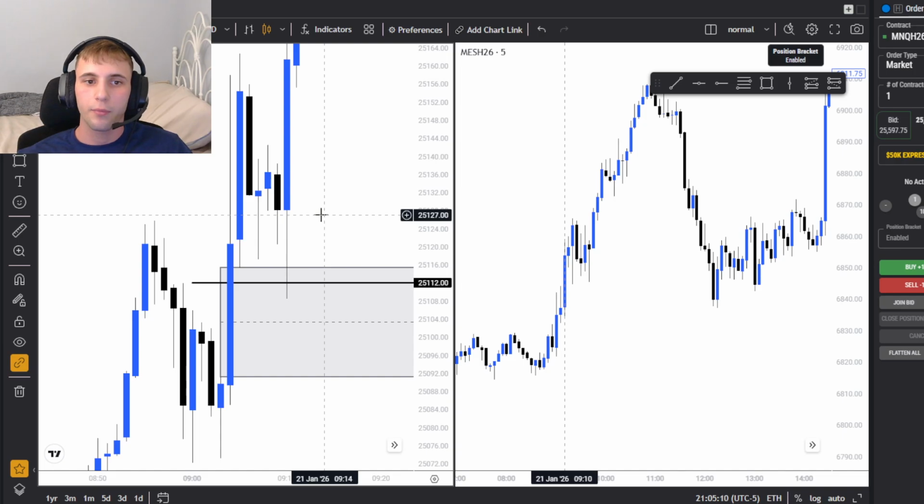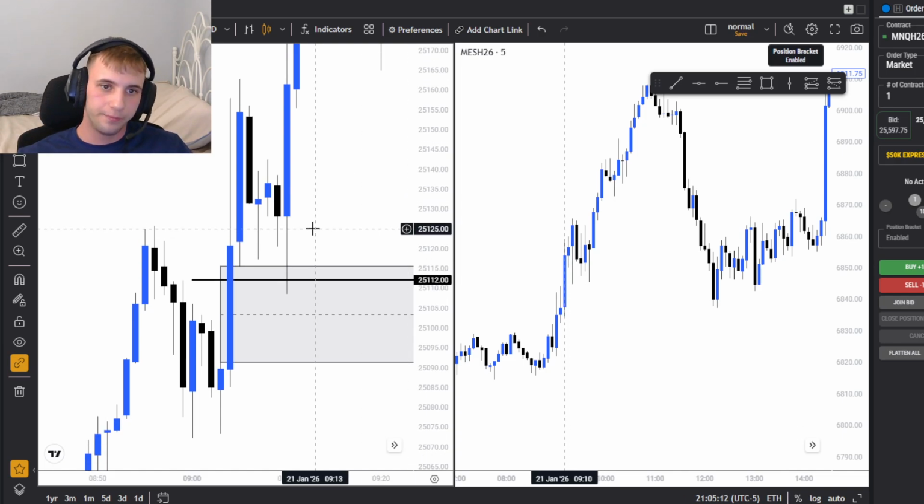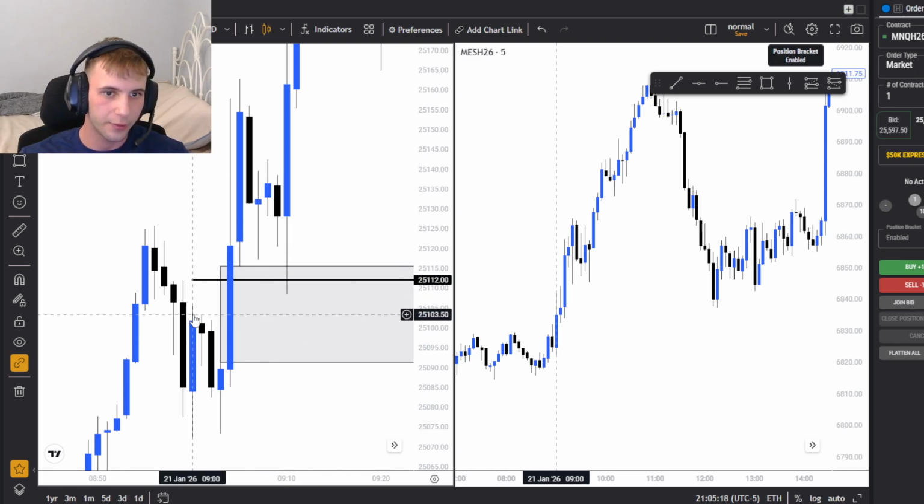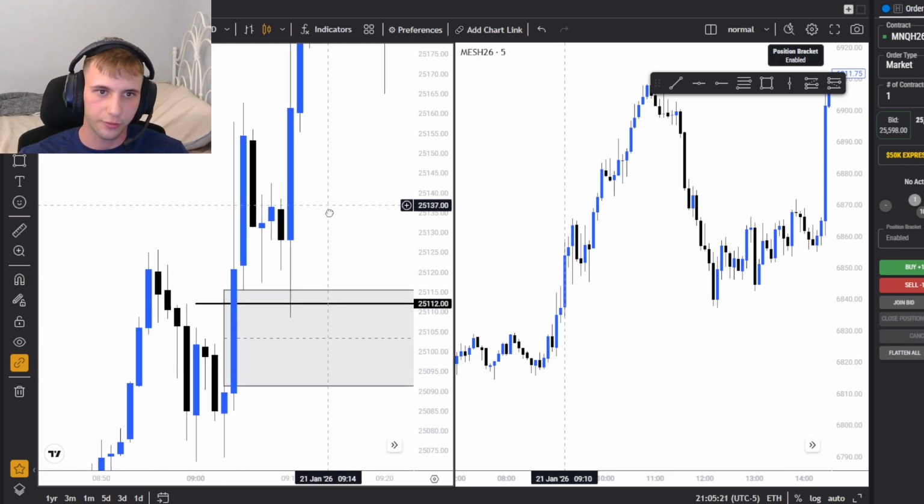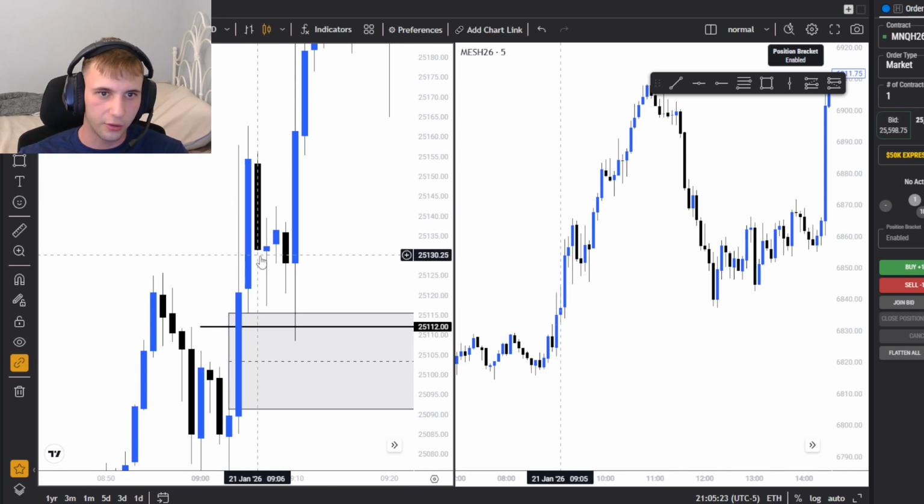Now, to further explain how it behaves, we have a bunch of orders sitting here. We have very strong buying pressure. On the second candle, we already came all the way over here.